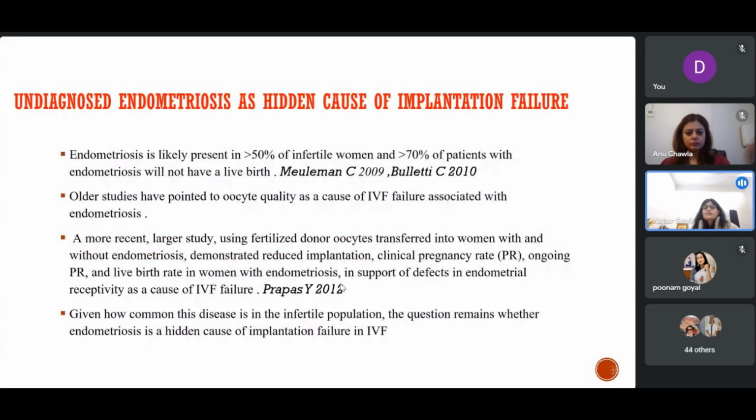And recently this concept has come where it has been found that endometriosis is one of the hidden causes of many implantation failures, because stage 1 and 2 endometriosis are usually undiagnosed on ultrasound as well. Earlier we used to blame oocyte quality as the main reason for failure in endometriosis, but recently a study found that implantation failure is the most important reason for recurrent implantation failure in endometriosis.